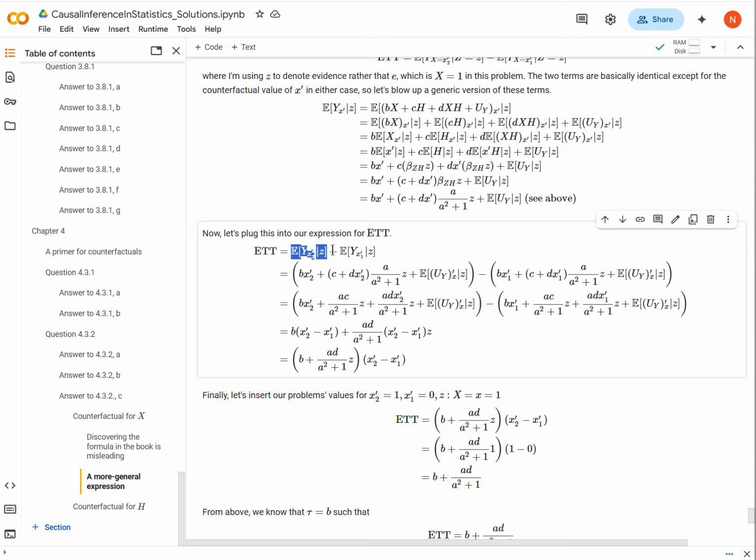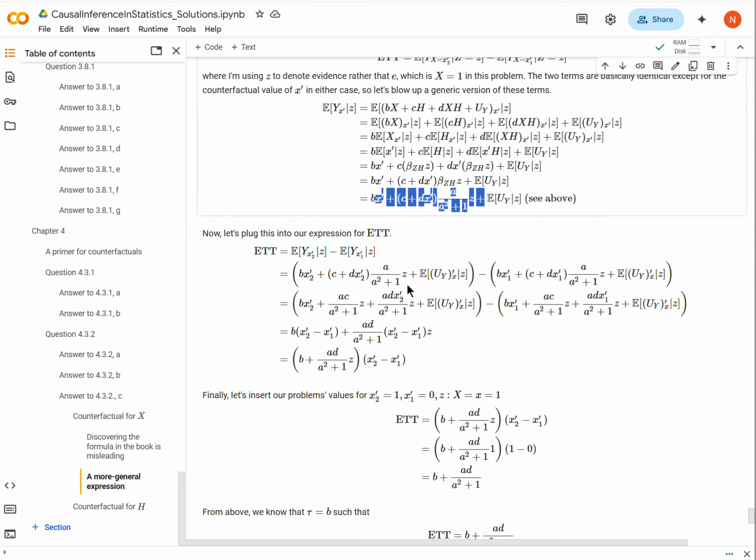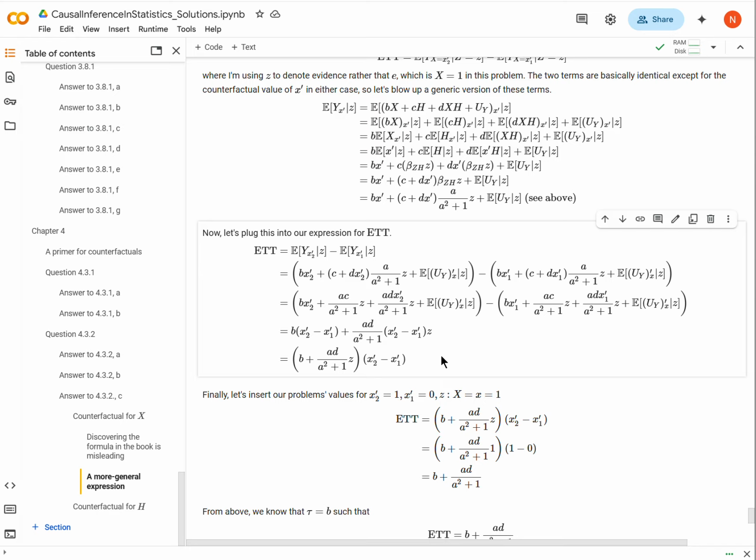So remember, this counterfactual term is this, which we found above. I'm going to have x prime 2, and I'm going to subtract the same expression where I'm using x prime 1. This part I think you can do for yourself, but when you subtract those, you eventually come out with this expression right here. Okay?